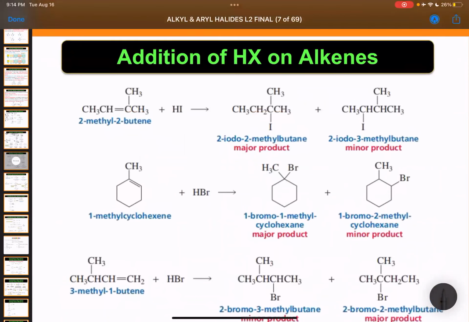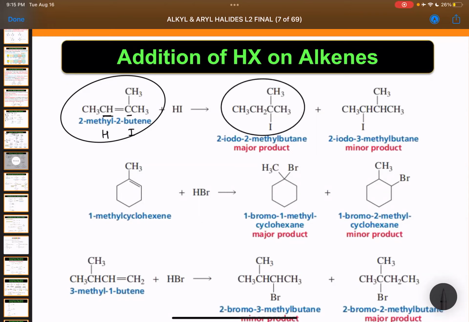Yes, sir. So this one, Markovnikov addition of HI, how are you going to do it? This does not have any hydrogen. This has one hydrogen, so you are going to put H here and I in this case. So this will be the major product, right? So you are going to attach the nucleophile to the carbon atom which is more branched.